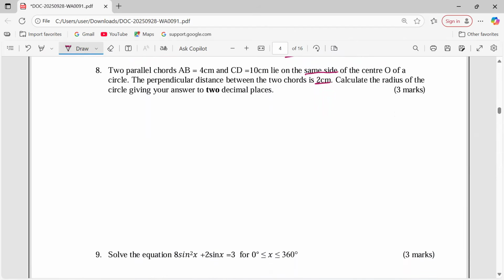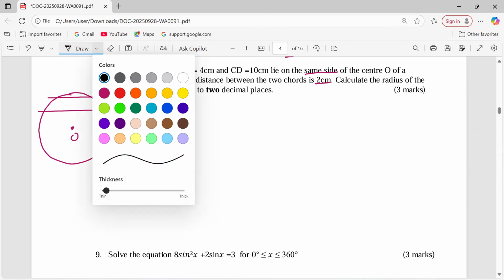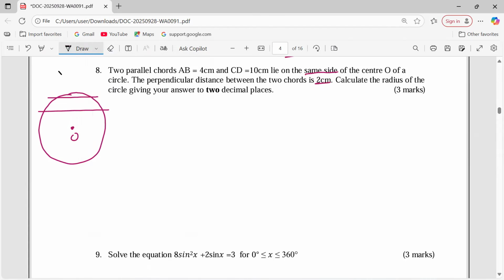I will start by sketching this information about the chords. There is a certain center there. Then we have two chords. Of course, these chords are parallel to one another according to the information. So the one closer to the center is longer than the other one. The perpendicular distance between the two is 2.